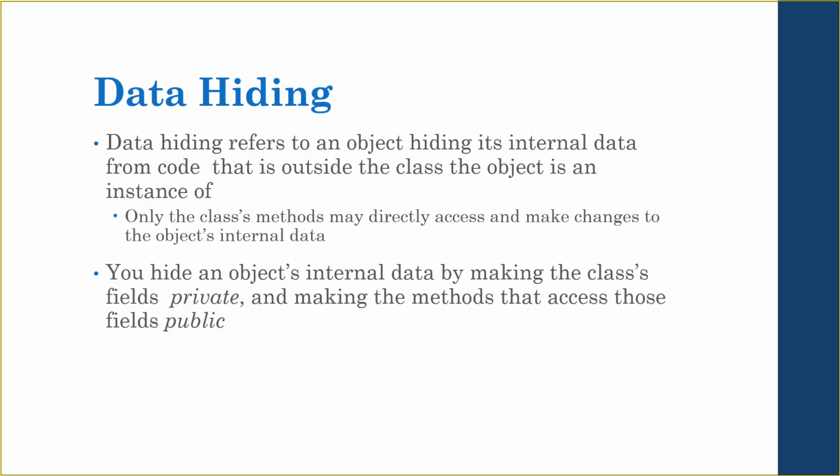So let's go back to data hiding. Data hiding is one of the strengths of object-oriented programming. It allows us to hide internal data about objects that we don't want to be shown outside the class itself, right? So what that means is only the class itself can access and make changes to the object's internal data, right? So we can use data hiding by making the fields private and making the methods public.